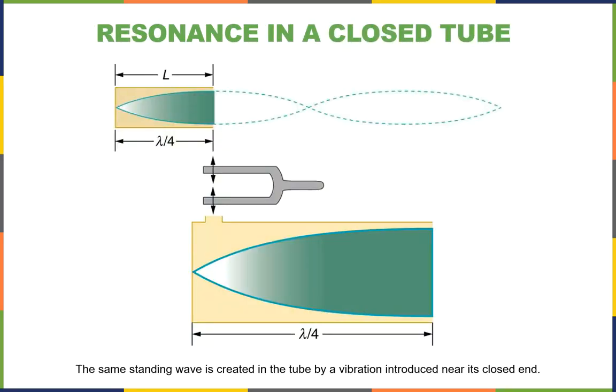Resonance, the topic du jour. We're going to study resonance in tubes. Now, tubes come in two varieties. You can have a tube like this that is open on both ends, and we call that an open tube. Or you can have a tube like this that's open at one end, closed at the other. We call that a closed tube.